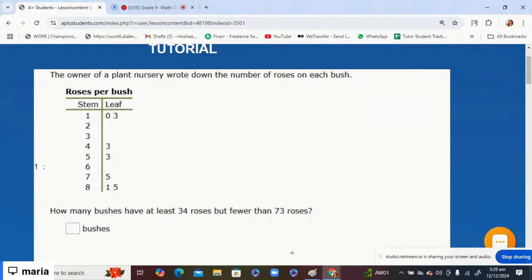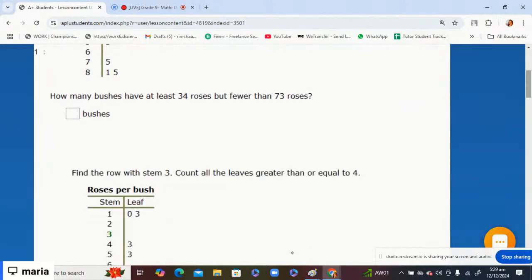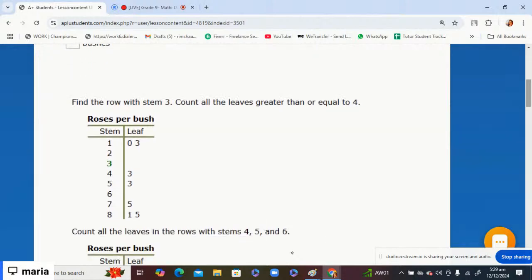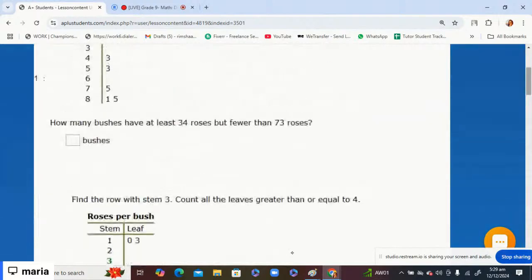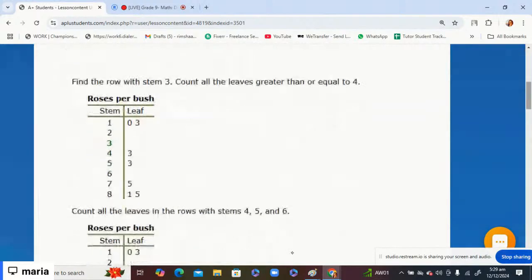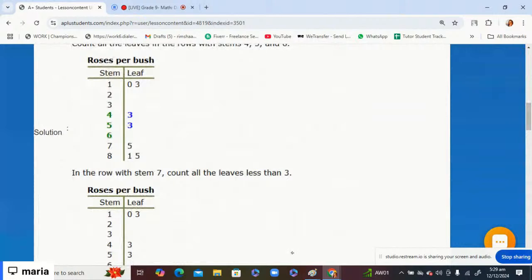Okay, so how can we check it out? Look here, they are saying 34 roses but fewer than 73. This is 34 here. First of all, we write down the stem, then the leaf. This is 3 and 4, that is 34. So in the row with the stem 7, count all the leaves less than 3.